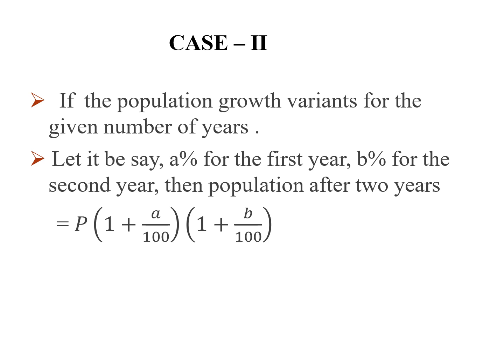So the formula becomes: population after 2 years is equal to P into (1 plus A by 100) into (1 plus B by 100), where P is equal to initial population, A is equal to growth rate for the first year, and B is equal to growth rate for the second year. In the same way, if rates change for 3 years, we will just multiply 3 terms.